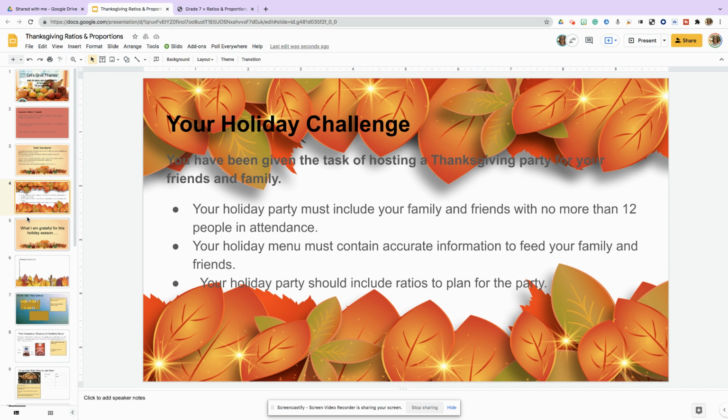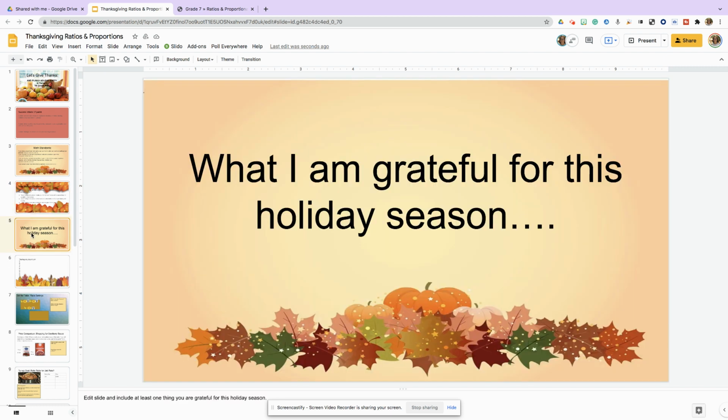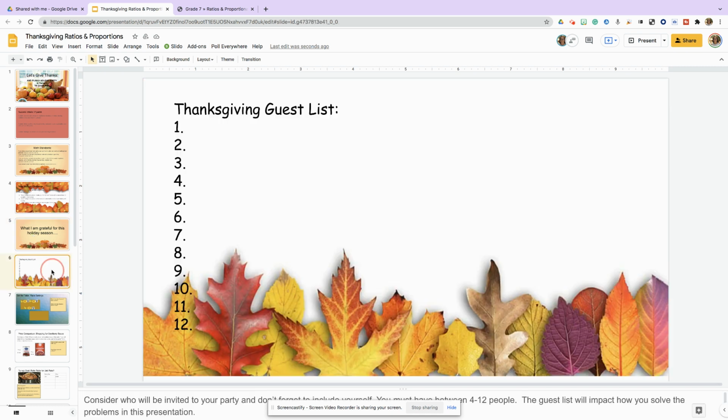They're going to start thinking about a holiday party and they'll include a menu and they're going to include lots of ratios to plan for the party. Of course, there's some SEL concepts in here, like what are you grateful for and what gets you excited about the holidays. Students will include their guest list. And yes, they can invite their dog, that actually came up today.